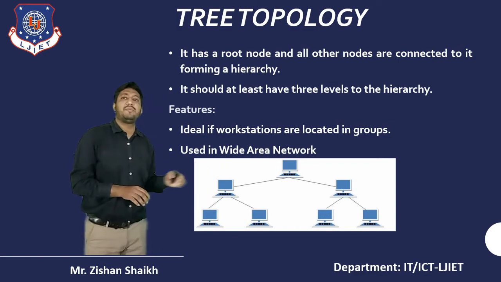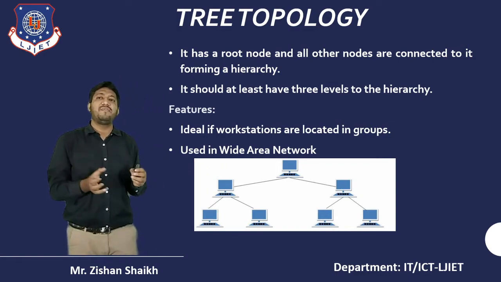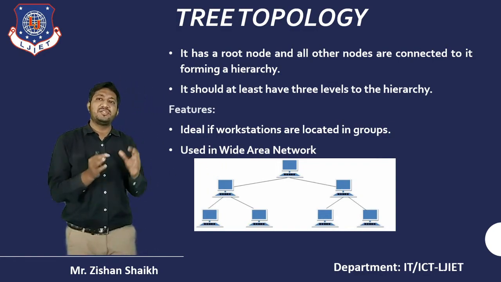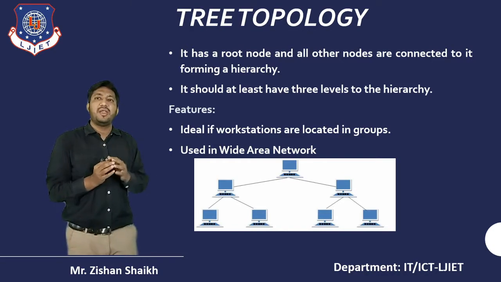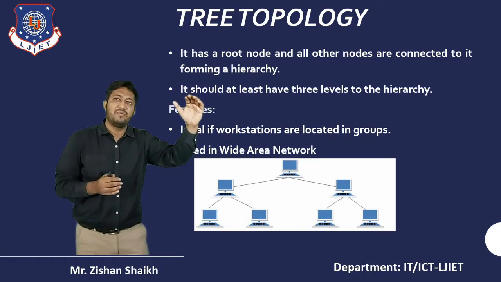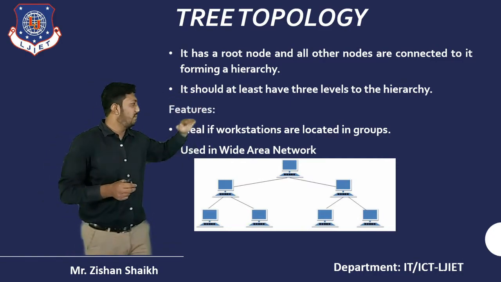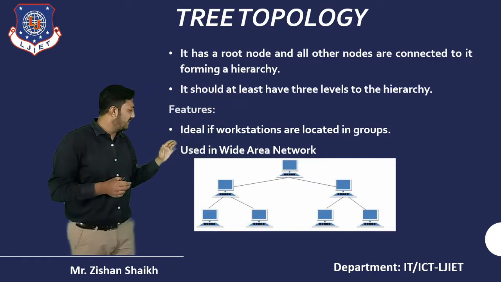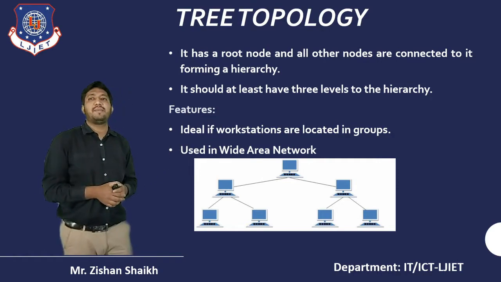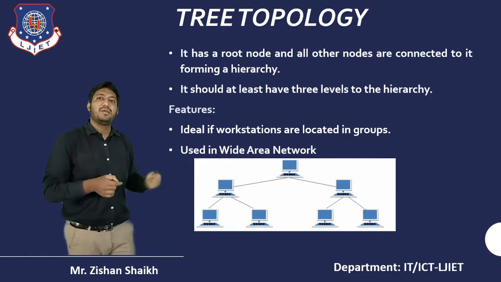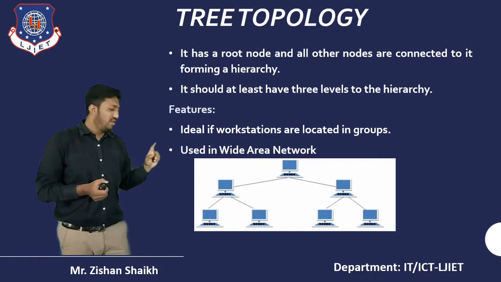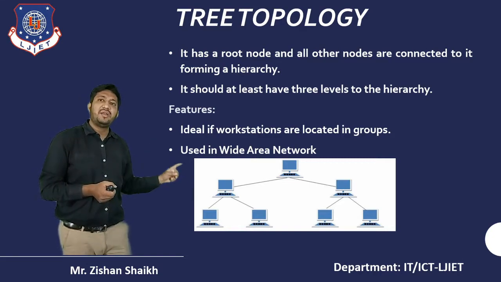So according to this terminology, if an organization is divided by geographical location, into specific departments, and each department has a specific server, and that specific server has a root or central server, at that time we can use this type of topology. But in tree topology, we have to take care of that. It requires a minimum of 3 levels.